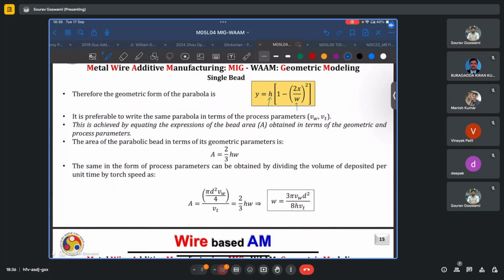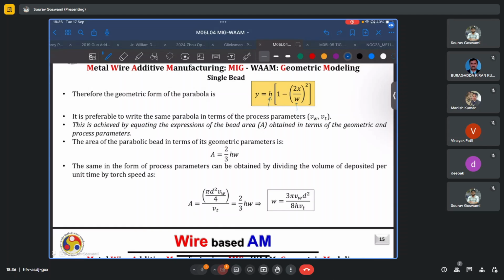Now we would also like to express the same mathematical expression in terms of the process parameters VW and VT, because it is the process parameters that we control. The measurable properties such as the height and width of the bead are our say desirable outputs, but we do not explicitly control them. What we control are the process parameters such as VW and VT, the velocity or the feed rate of the wire, and the traverse speed of the torch.